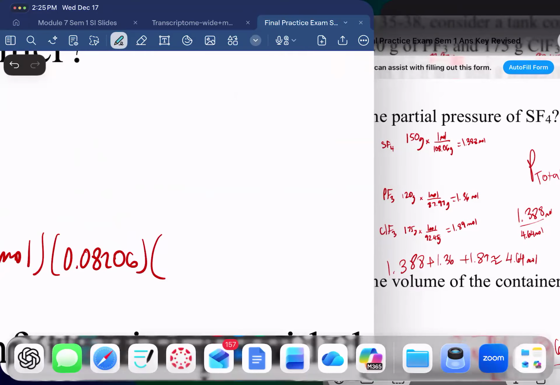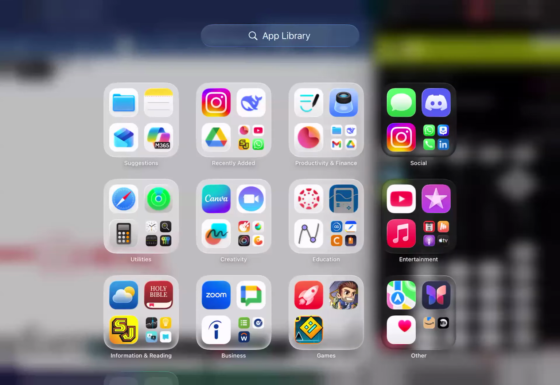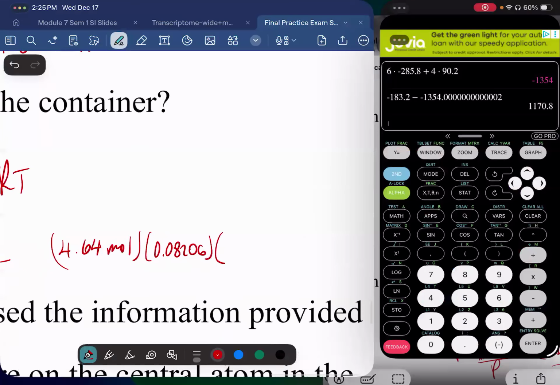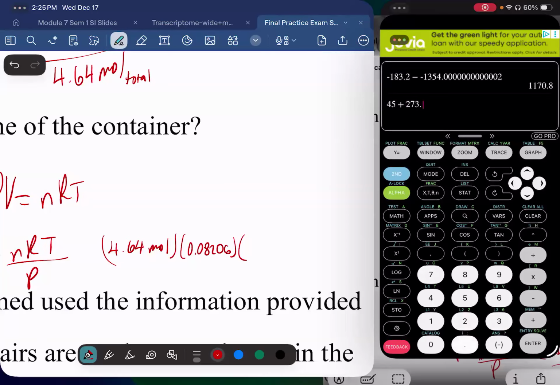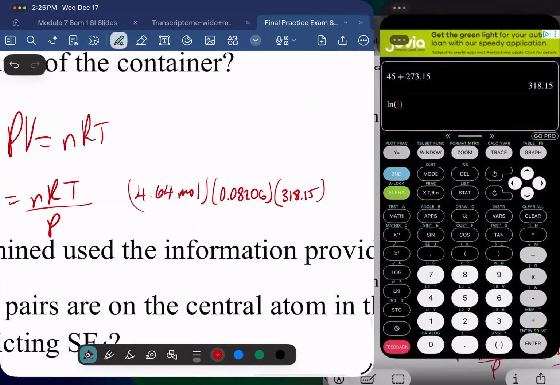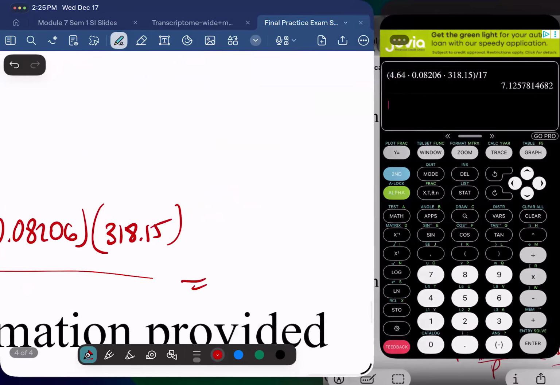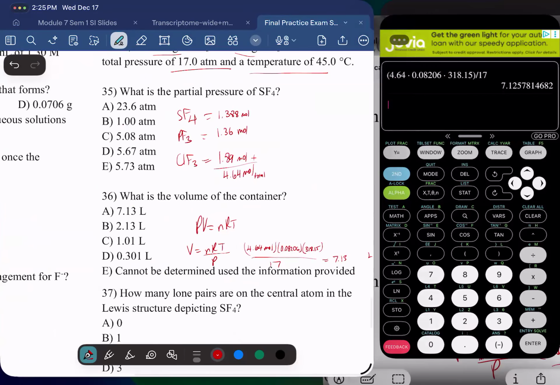I'll just use my calculator because I'm not doing that right now. My brain's fried. There's my calculator. All right, so 45 plus 273.15 is 318.15. Okay. And then pressure is 17. And then we put it all into the calculator. So 4.64 times 0.08206 times 318.15, and we divide it by 17. And we should get our answer. So we see that that's 7.13. And we see that that's A.